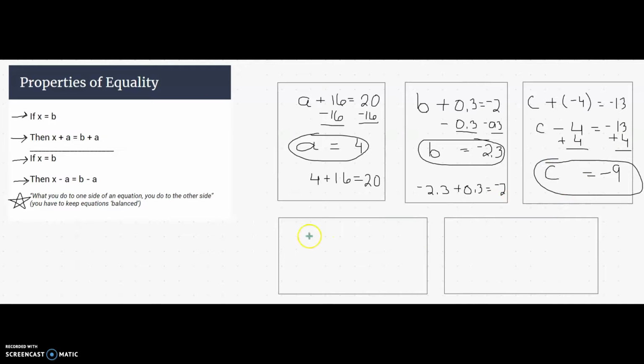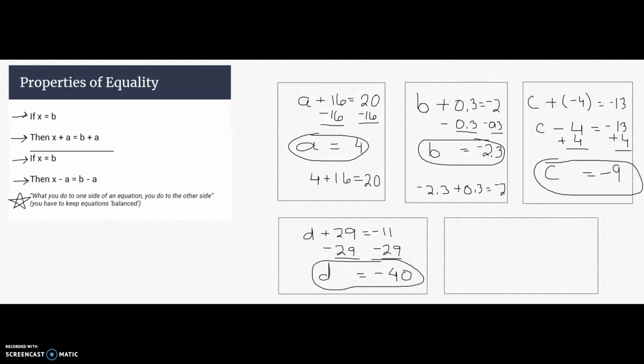Let's look at another one here. This time variable d, we're adding 29, and it equals negative 11. We look at what's happening to the variable d. We see that we're adding 29. We need to do the opposite of that. We need to subtract 29, and we do it to both sides to keep the equation balanced. Negative 11 and a negative 29, signs are the same. We add them, and it will be negative. 11 plus 29 is 40. In this problem, d is equal to negative 40.